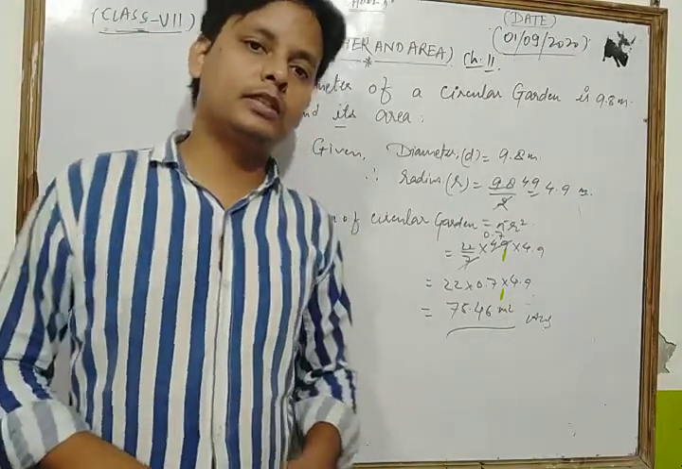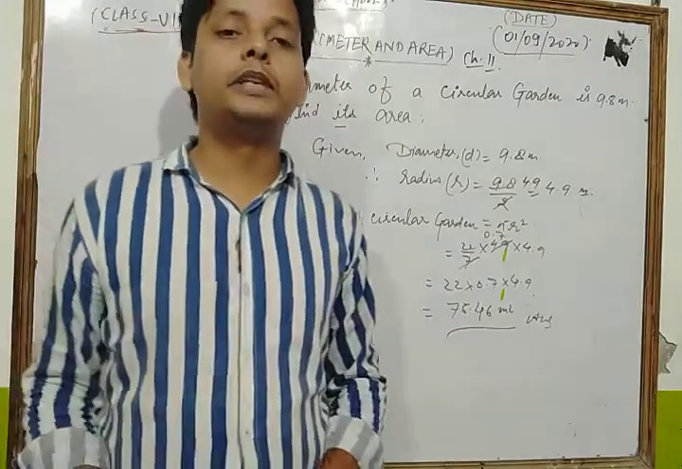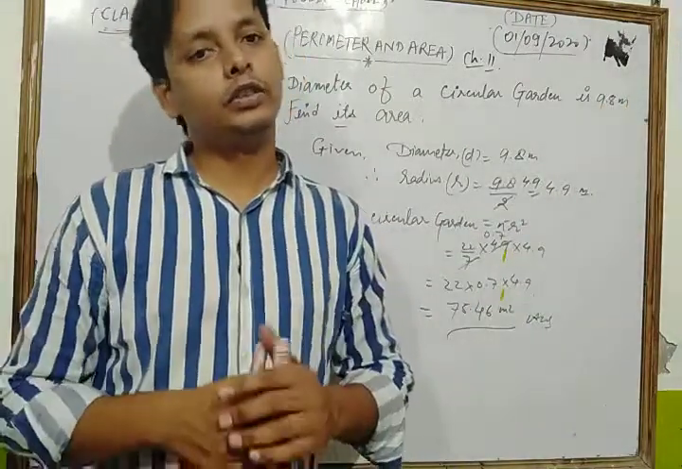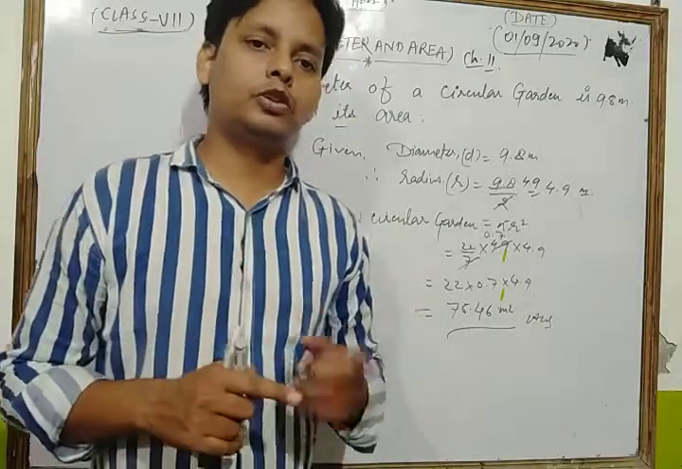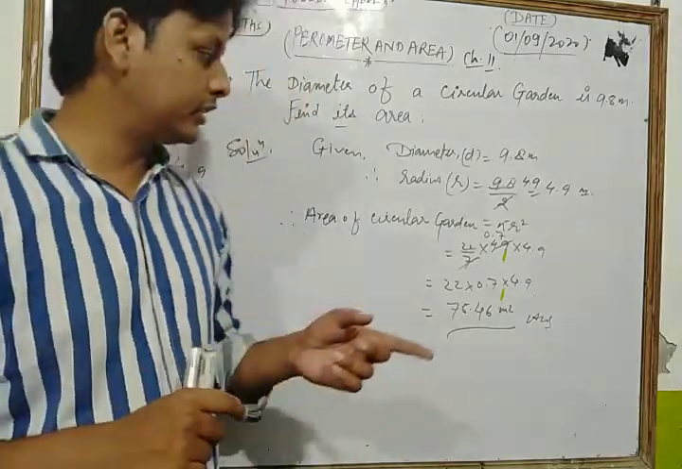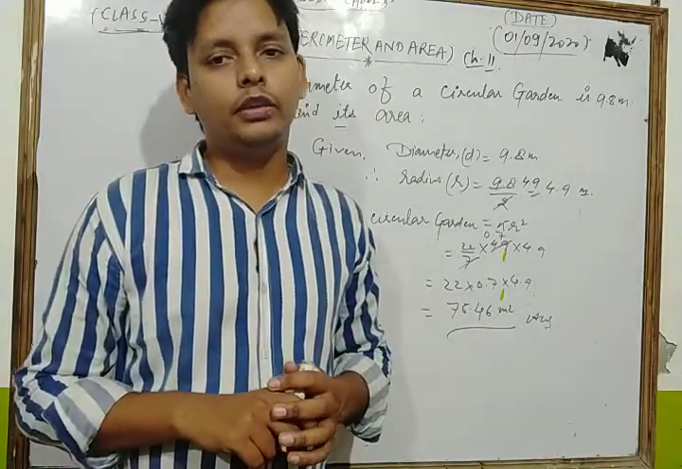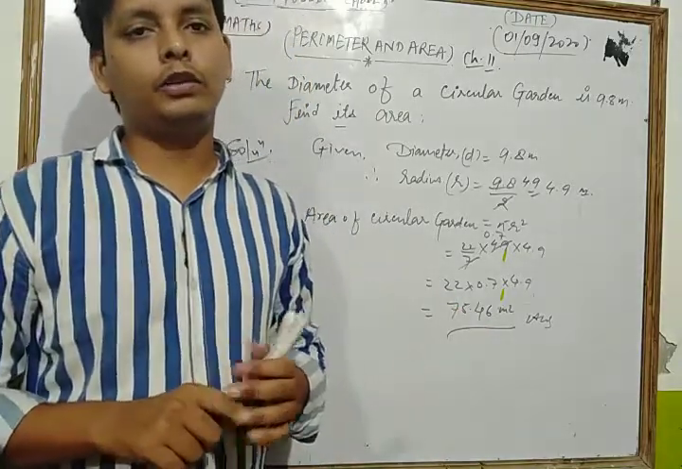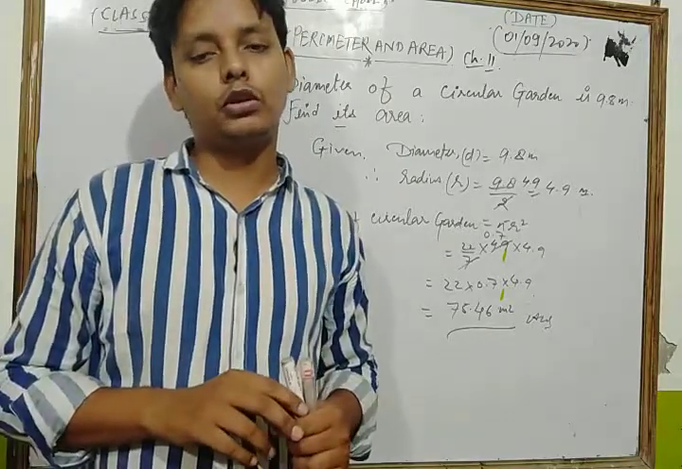So dear students, in this way you solve all the questions of your NCERT exercise based on the area of a circular region. We discussed two types of questions: first, questions based on the circumference of the circular region, and second, the area of the circular region. Now we take and solve some questions of your NCERT exercise 11.3, some important questions of that exercise.